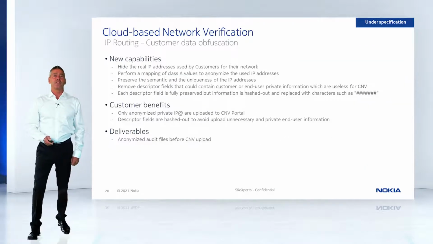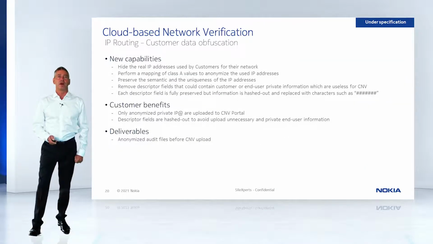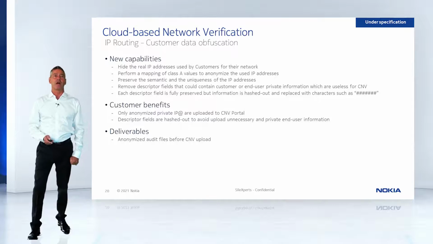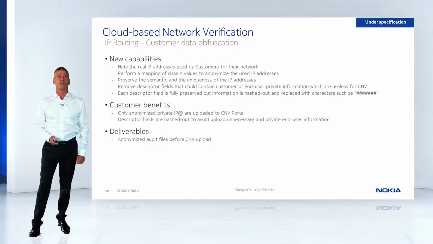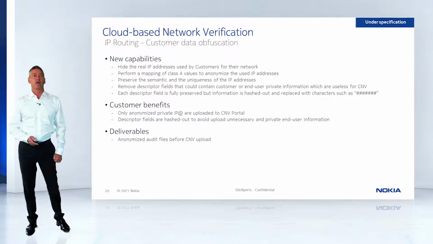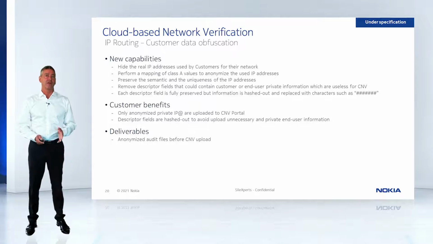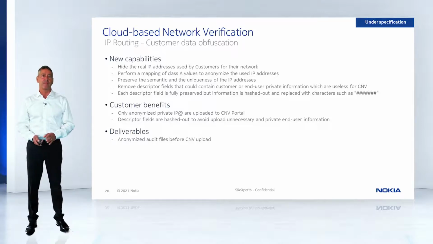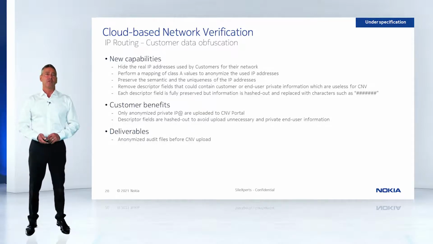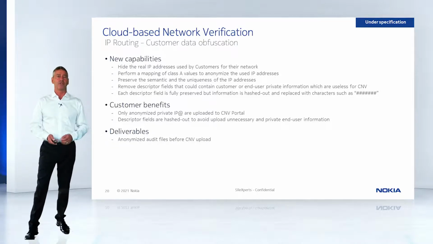And an important one for security, we're adding customer data obfuscation. So basically, we're going to hide the real IP addresses used by customers in their network, performing a mapping of Class A values to anonymize the use of IP addresses. It's also trying to get rid of the descriptor fields. Some customers have put the customer's telephone number or name in the descriptor field of an interface. We don't want this in the reports, so this feature will basically mask that out.